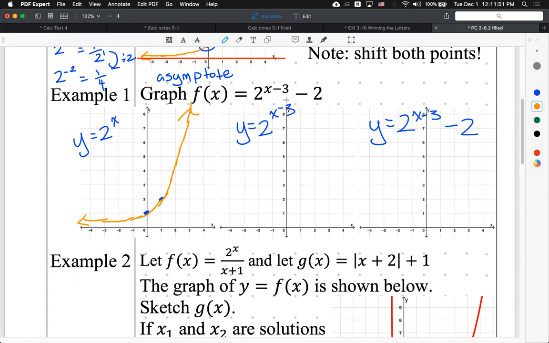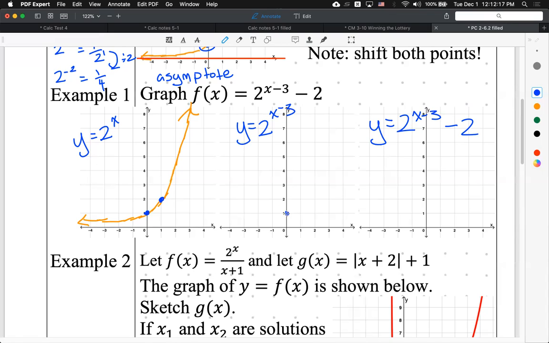All right. Someone help me now. What am I going to do to both of these points now that I have this x minus 3 in the exponent? Beverly? Shift left how many? 3. Really close, but remember, whenever you have something next to the x, this would kind of be like in the parentheses, you do the opposite. So instead of left, you're going to go right 3.